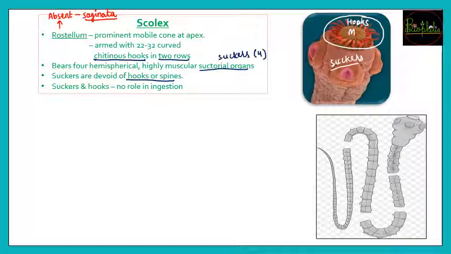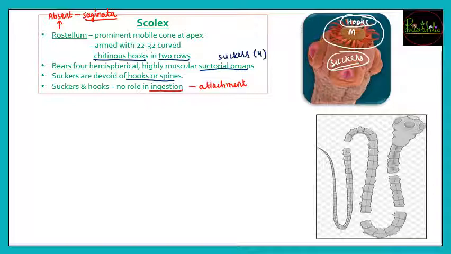अब ये जो hooks हमने पढ़े and the suckers that we saw, these are going to be the organs only for the attachment purpose. वो attachment के लिए use होंगे. The suckers and hooks are not going to have any role in ingestion. वो कोई भी nutrition derive करने के लिए they will not be used. So that was about the first part.